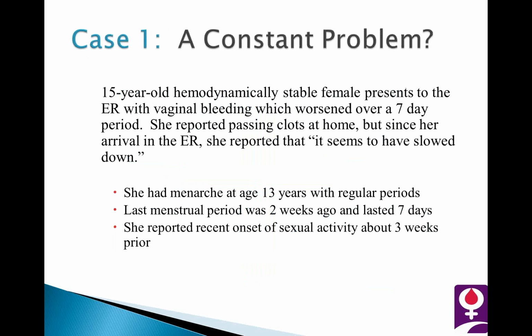So I thought it would be nice for us to go over a few cases, and this is case 1 that we'll discuss today. We have a 15-year-old hemodynamically stable female who presents to the ER with vaginal bleeding, which worsened over a 7-day period. She reported passing clots at home, but since her arrival in the ER, it seems to have slowed down. She reports menorrhagia at age 13 with regular cycles, and her last menstrual period was 2 weeks ago. She reports it lasted about 7 days. She also reports recent onset of sexual activity about 3 weeks prior.